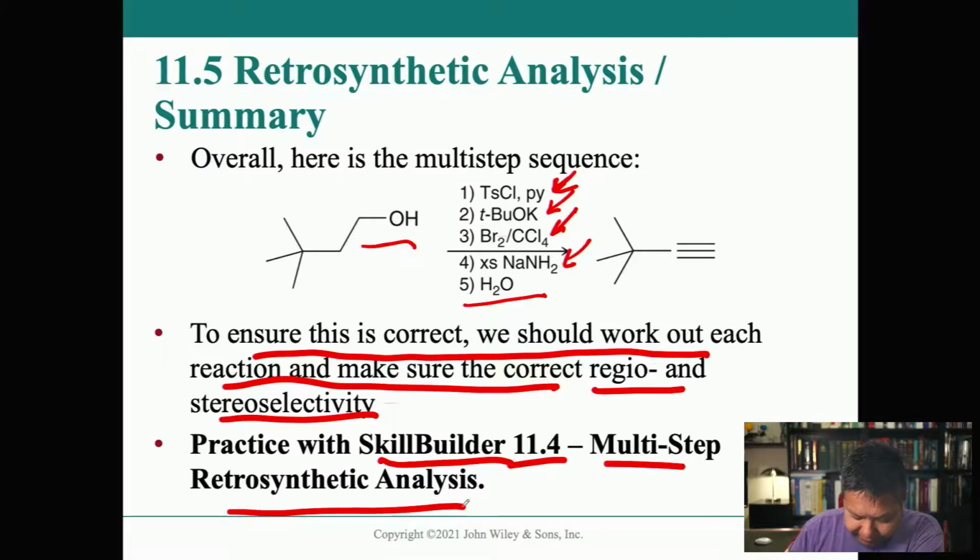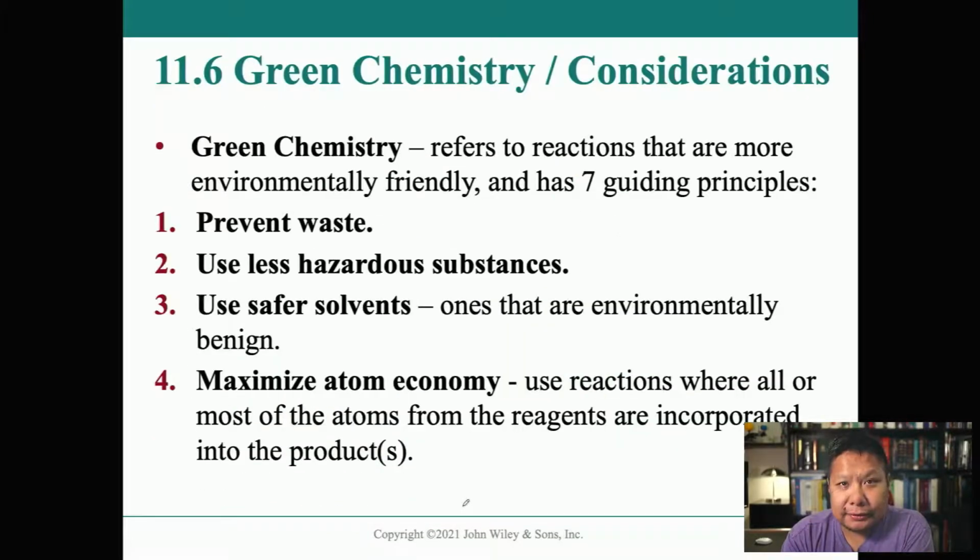11.4, multi-step synthetic analysis. There are also green chemistry considerations. We all have to be environmental these days. Green chemistry refers to reactions that are more environmentally friendly, and it has 7 guiding principles. Prevent waste, use less hazardous substances, use safer solvents, and then maximize the atom economy. Use reagents where all or most of the atoms of the reagents are incorporated into the product. So very little waste.